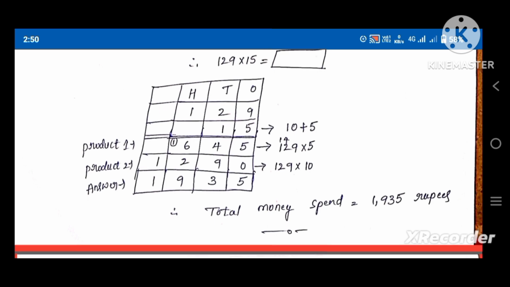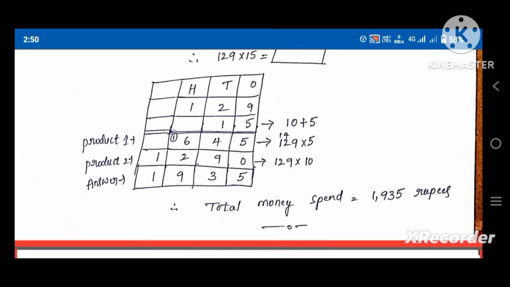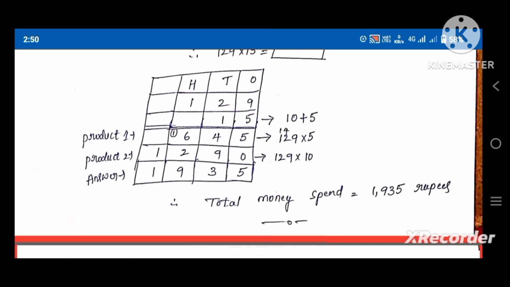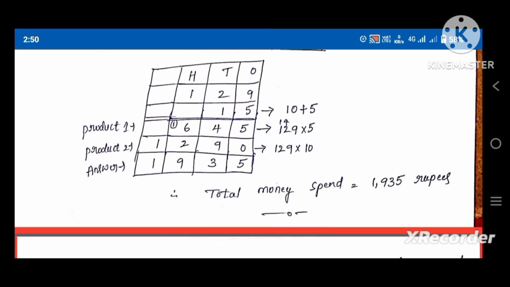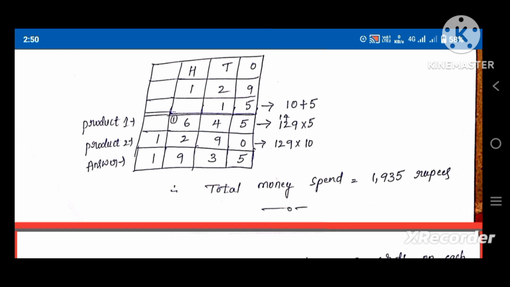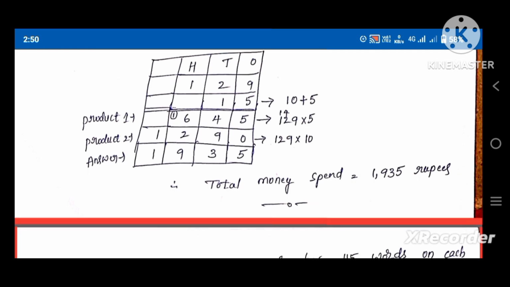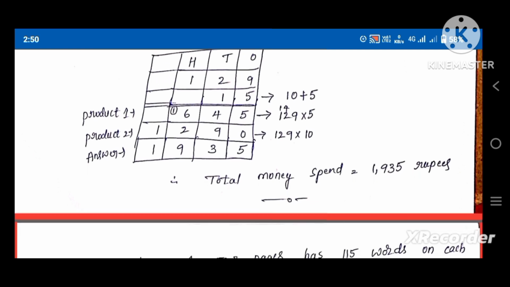Product 2 is 129 into 10, 1290. Add the two products and get the answer 1935. Total money spent is equal to 1935 rupees.